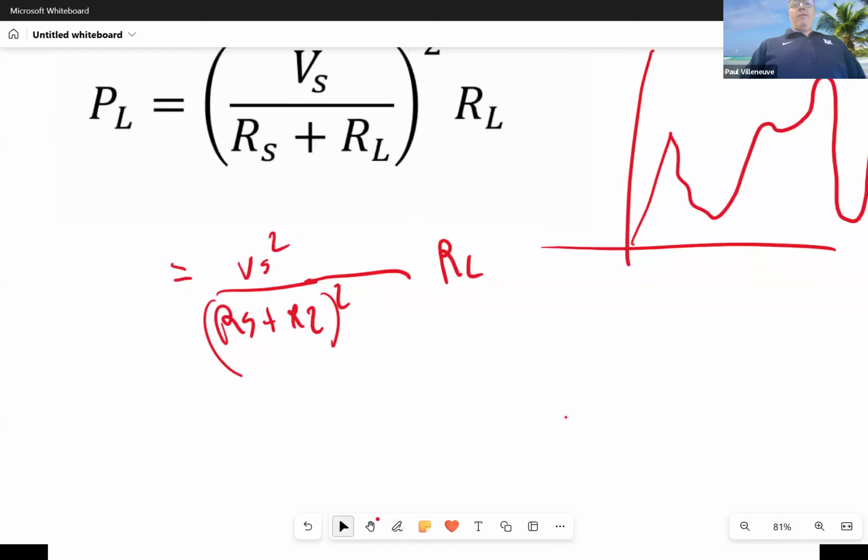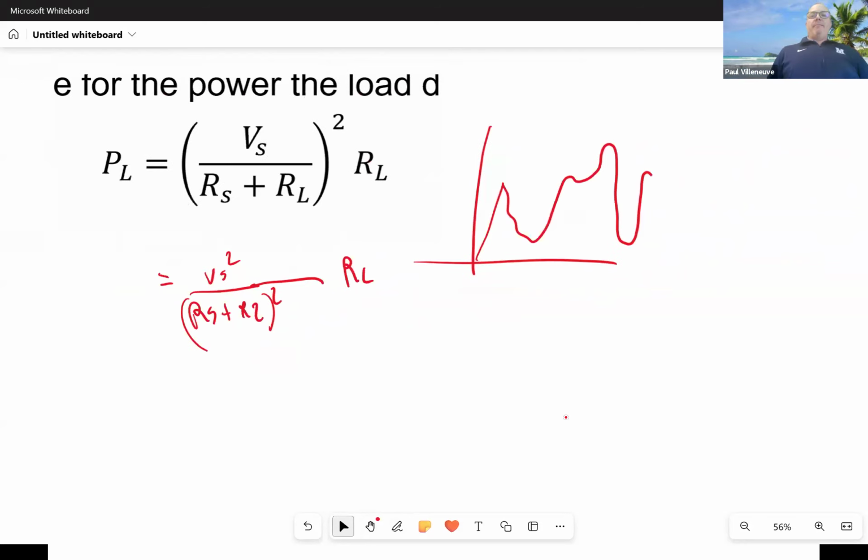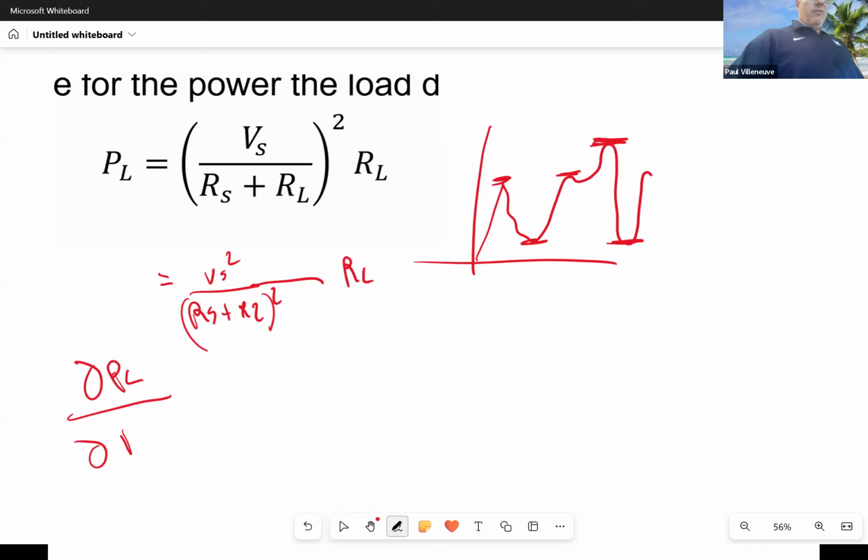How do I know, from this ugly graph that I just drew, when I'm at a maximum or a minimum? Yeah, if the slope here is 0, or here, or here, or here, or here, that means I've reached a maximum or minimum point, right? That's how you can always tell. So if I take the partial derivative of PL with respect to RL and set that equal to 0, then I can solve for the max or the min.